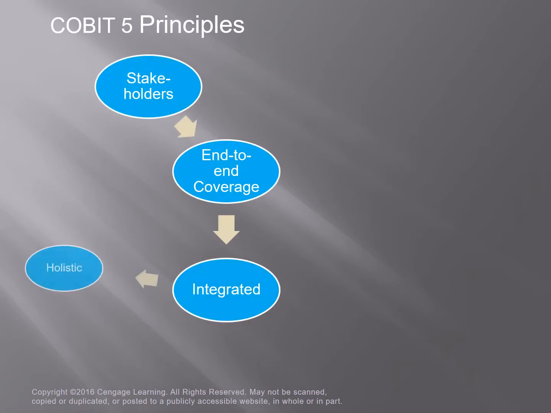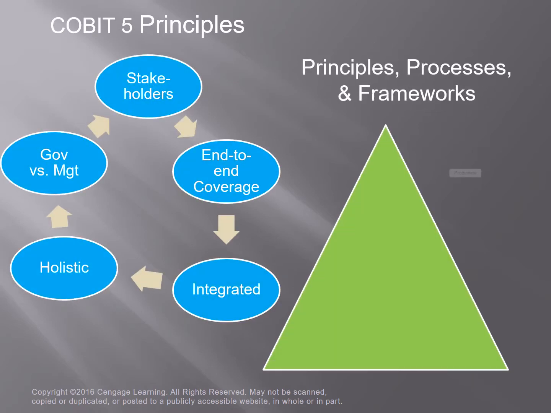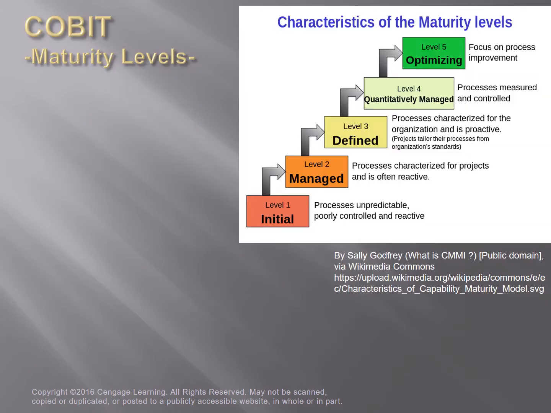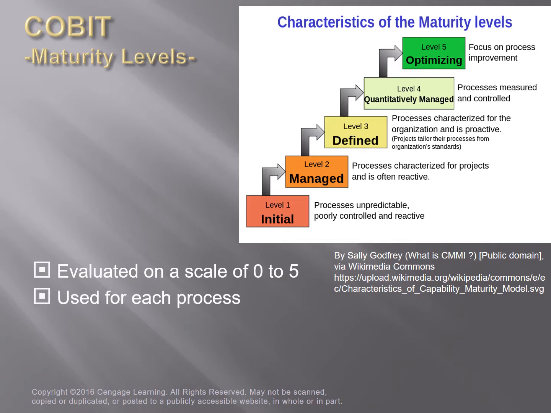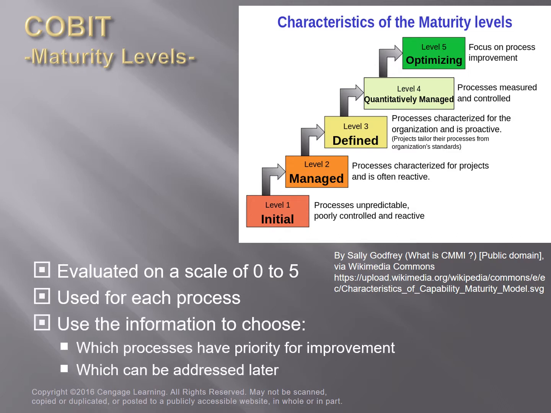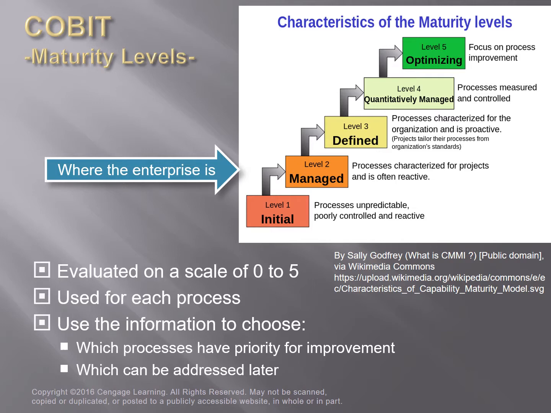Looking a little more closely at the principles of COBIT, first is meeting stakeholders. COBIT does use a set of maturity levels, and these are evaluated on a scale from 0 to 5, used for each process that you might evaluate under the underlying IT governance structure. Based on the scale and how well you score, you use that information to choose which processes we should focus on and which ones can wait until later.